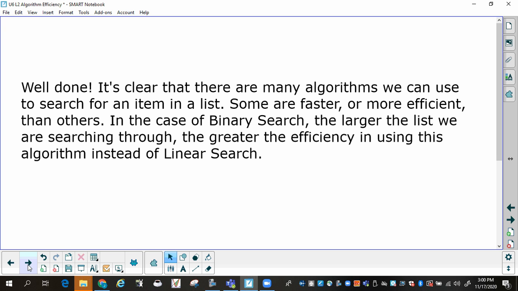All right, so that's great. Well done. It's clear that there are many algorithms that we can use to search for an item in a list. Some are faster or more efficient than others. In the case of binary search, the larger the list we are searching through, the greater the efficiency in using this algorithm instead of the linear search.